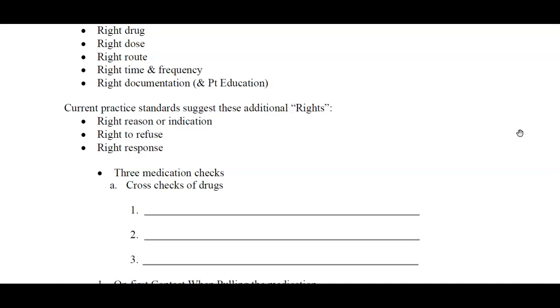The first one is on first contact when pulling the medication. The second is preparing or opening the medication. As you're preparing and opening that medication, you're verifying again that you actually have the right drug, this is for the right patient, and so on. Lastly, when you're right there with the patient, right prior to administration, you check that medication again to ensure that you still have the right drug, the right dose, and so on. Again, you have to remember the 3 medication checks.